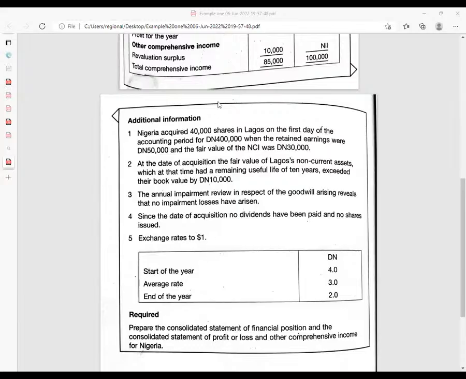Okay, so let's start with this straight away. Now we are finishing. Nigeria acquired, we already have been able to take care of this. Let's take care of number 2. At the date of acquisition, the fair value of Lagos non-current assets, which at that time had a remaining useful life of 10 years, exceeded their book value by DN 10,000.